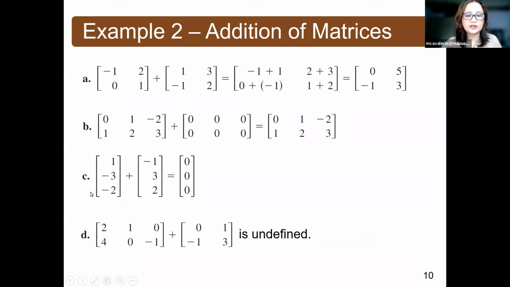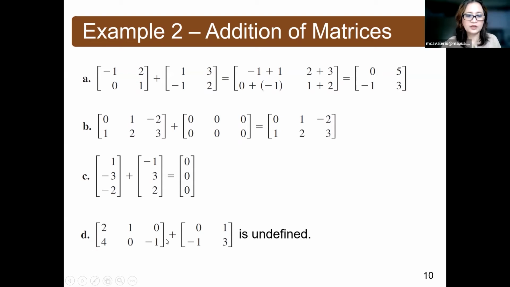Also in C, we have two column vectors. As you can see here, we have a column vector with entries 1, negative 3, and negative 2, adding that one with a column vector which has entries negative 1, 3, and 2, resulting in the zero matrix. We can see here that one of the matrices is just the negative of the other, so that when we add, the result is just 0.